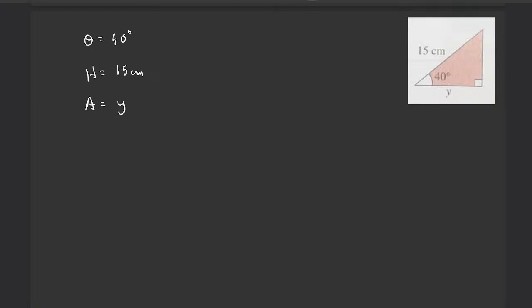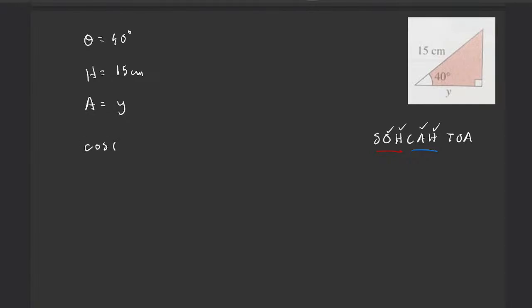So let's put down our acronym: SOHCAHTOA. In order for me to use sine, I must know the opposite and the hypotenuse, and clearly I don't know the opposite, so I can't use sine. In order for me to use cos, I must know my adjacent and my hypotenuse, and it just so happened that the adjacent is the unknown, but I know my hypotenuse, so the trigonometric function for this question will be cos.